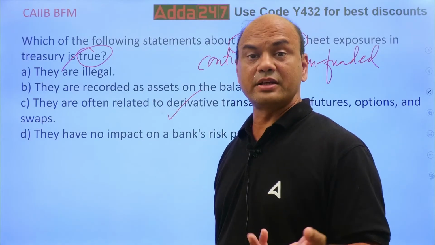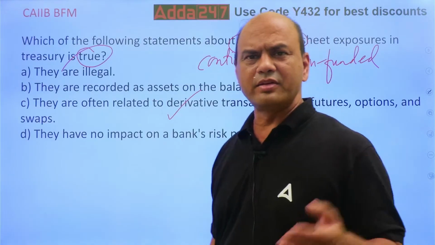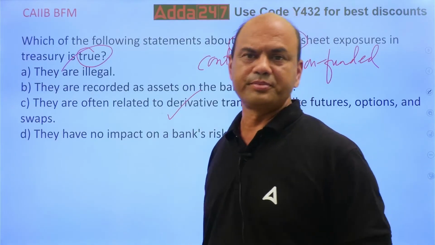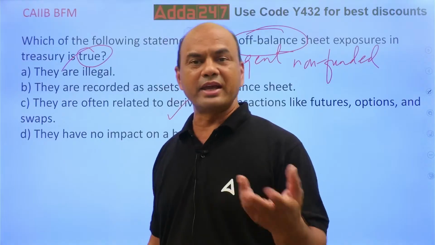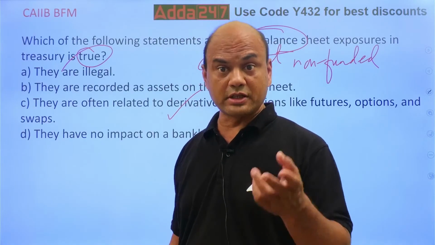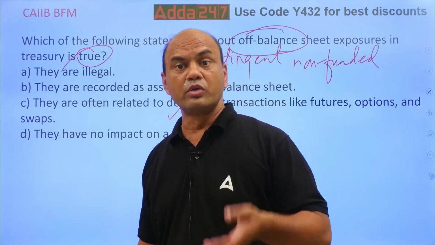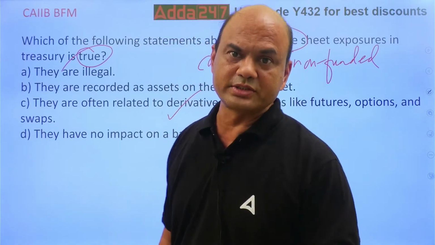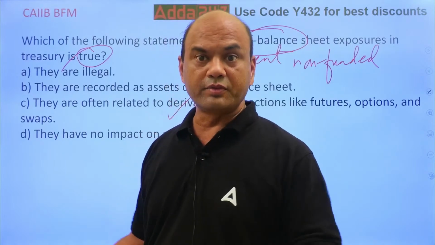Plus others. Now, which are the off balance sheet items? There are many. Derivatives is one of them. Others are LC, bank guarantee, court cases going against you. These are also contingent liabilities. Court cases: suppose the court case goes against you, the verdict goes against you, you'll have to pay.